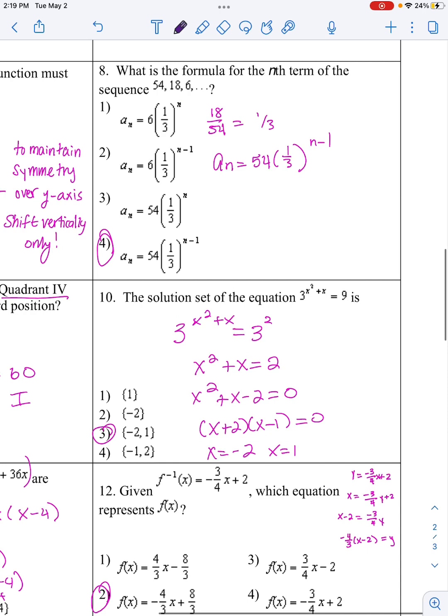Okay, next. What is the formula for the nth term? So in order to find that, we need to know our common ratio. So 18 divided by 54, which is 1/3. And then just plug into the explicit. So we get 4.